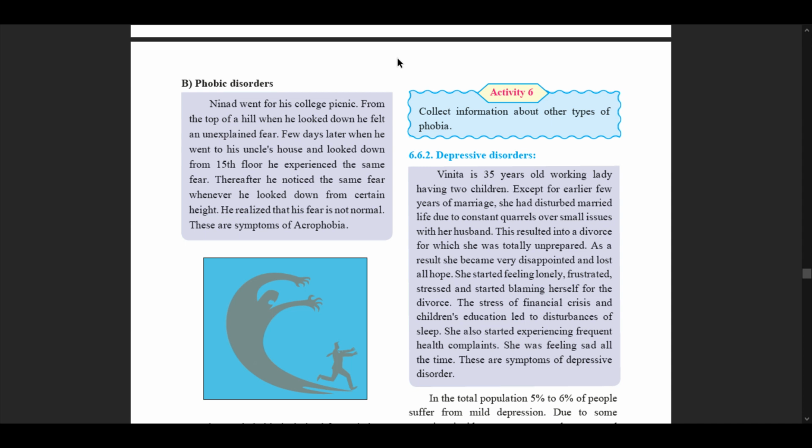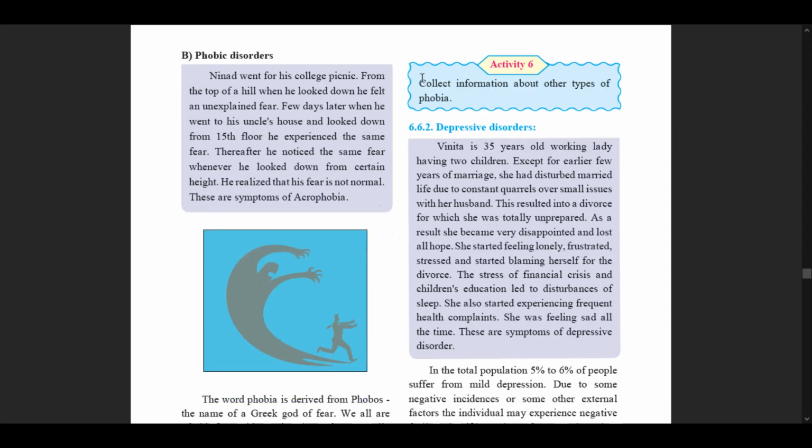Okay, so Ninad went for his college picnic to the top of a hill. When he looked down, he felt an unexplained fear. A few days later, when he went to his uncle's house and looked down from the 15th floor, he experienced the same fear. Thereafter, he noticed the same fear whenever he looked down from a certain height. He realized that this fear is not normal. These are symptoms of acrophobia.